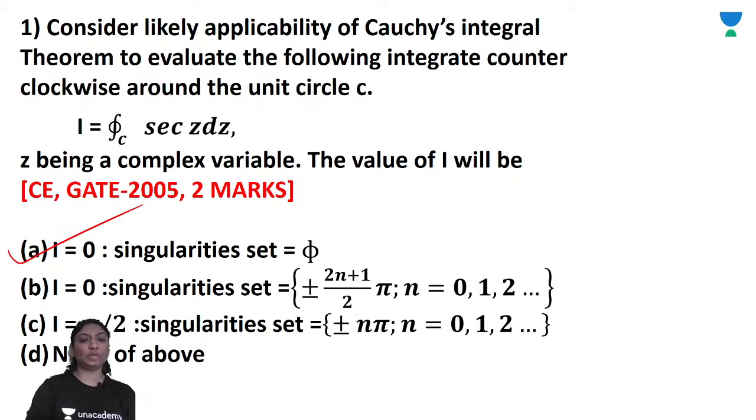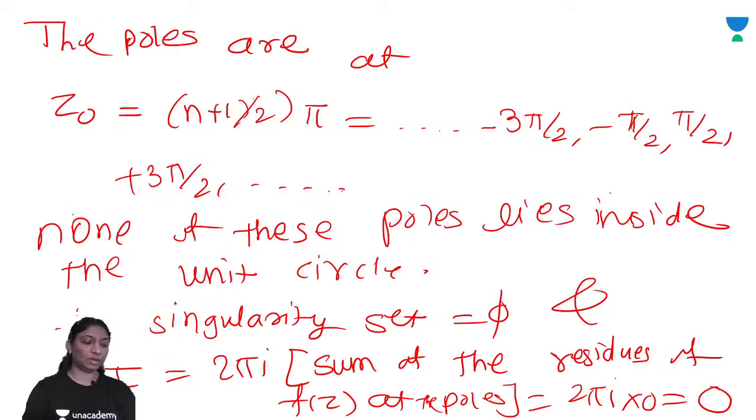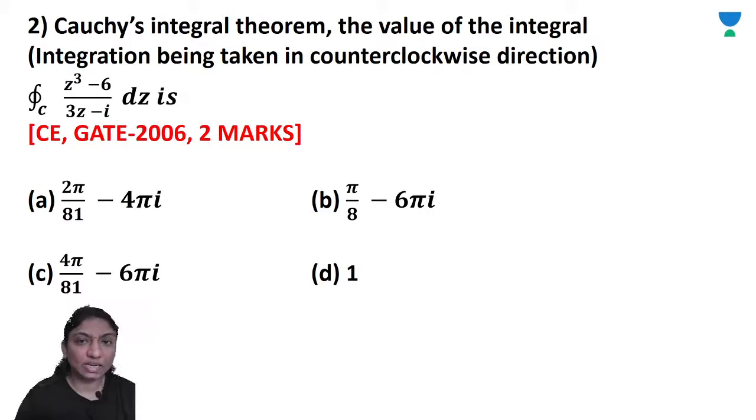Now this is a 2 marks question asked in civil engineering, chemical engineering GATE 2005. Using Cauchy's integral theorem, the value of the integral, with integration taken in a counterclockwise direction, closed integral over C of (z cube minus 6) upon (3z minus i) dz is. We will use Cauchy's integral formula, because the theorem applies only when the point lies outside the circle C.